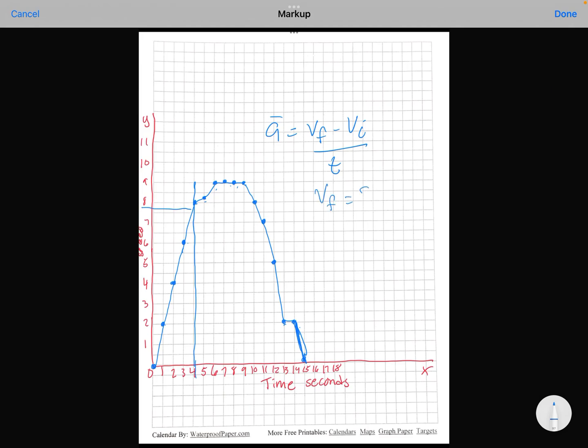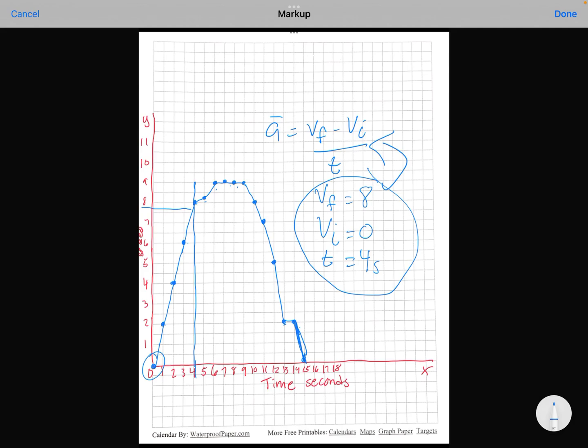So VF is going to be 8. Our initial speed, we look here, it is 0. And our time we're going to be looking at, it says only to 4 seconds. So I'm going to use this information and plug it into this formula to solve for acceleration. For number 3, it says during which periods did the ball travel at a constant speed?